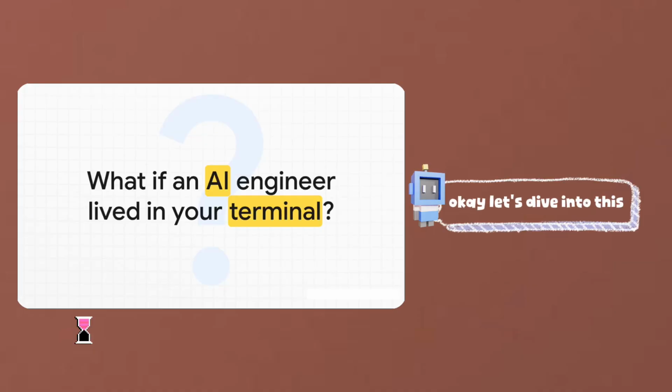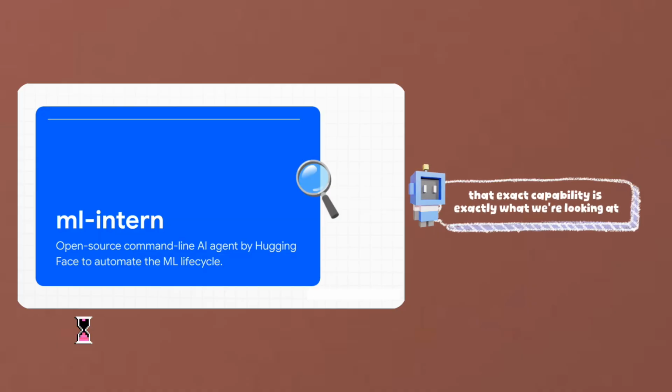Okay, let's dive into this. Imagine if an AI engineer actually lived right inside your terminal. And to be clear, I am not talking about a glorified autocomplete that just guesses the next line of code in your editor. No, I mean a fully autonomous agentic system, something that can take a high-level plain English instruction from you and then automatically execute hours of complex, multi-step workflows, navigating all the hurdles exactly like a human engineer would. Well, that exact capability is what we're looking at in today's explainer, ml-intern.